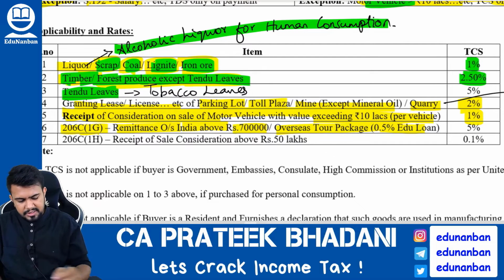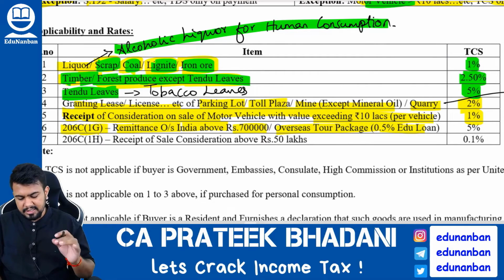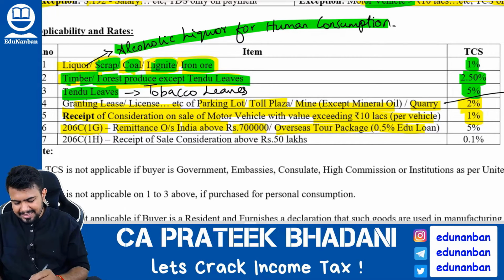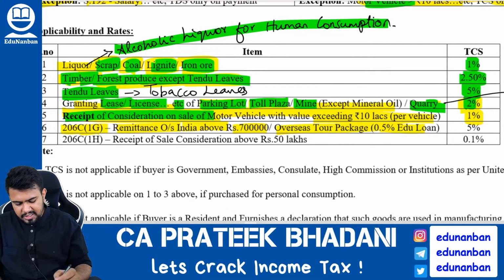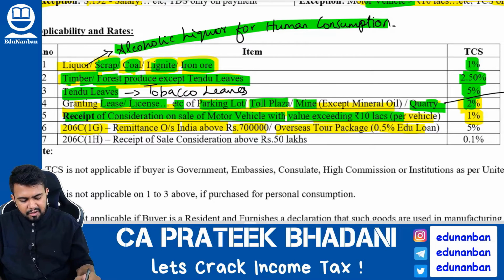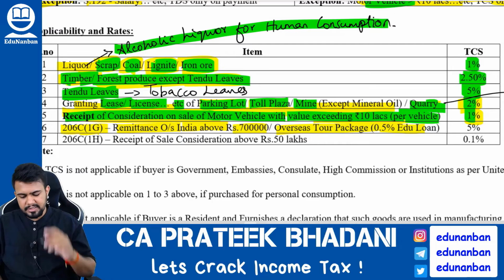For tendu leaves, the TCS rate is 5%. Next, if the person is granting a lease or license of a parking lot, toll plaza, or mine or quarry, in such case the TCS rate is 2%. Next, if there is any receipt of consideration on sale of a motor vehicle of value exceeding 10 lakh rupees per vehicle, then the TCS rate is 1%.